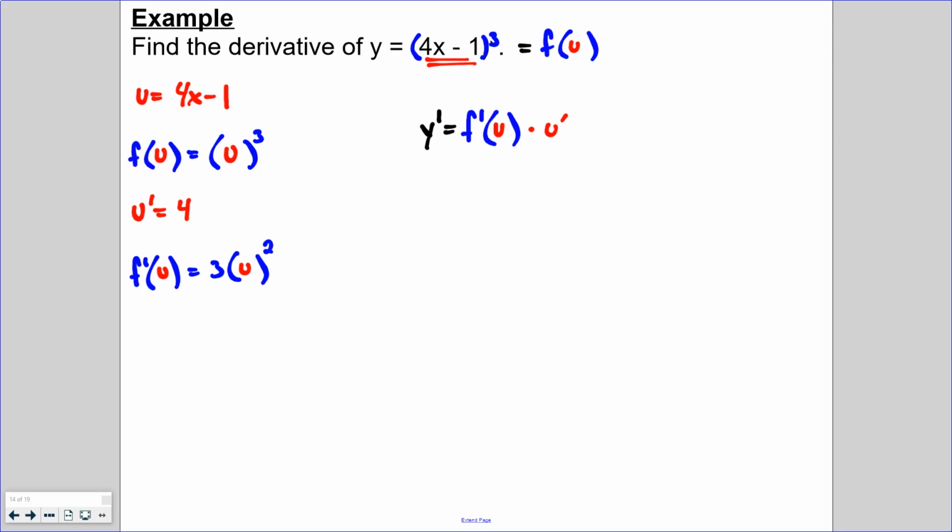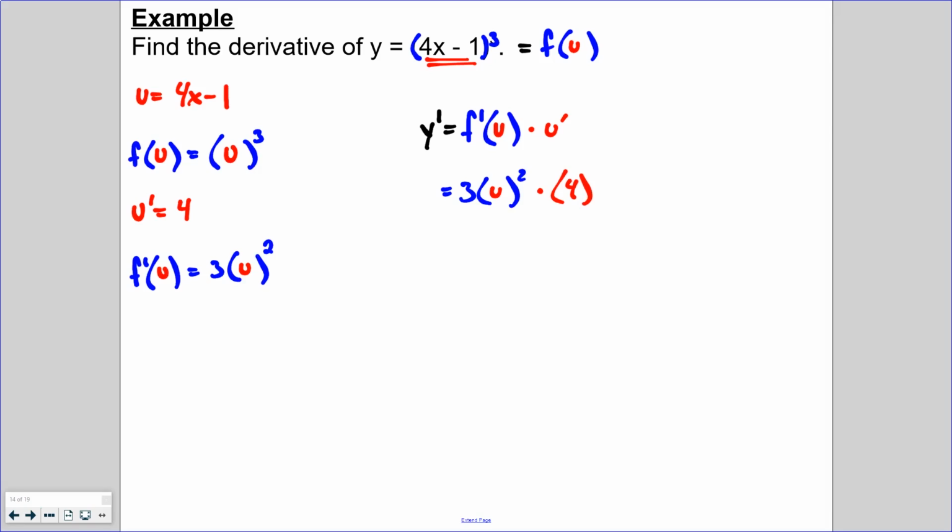All right, so then we can just substitute everything in. So y prime is going to equal f prime of u, and we just found out that f prime of u is 3 times u squared. So we can substitute that in. And we also found out that u prime is going to be 4.